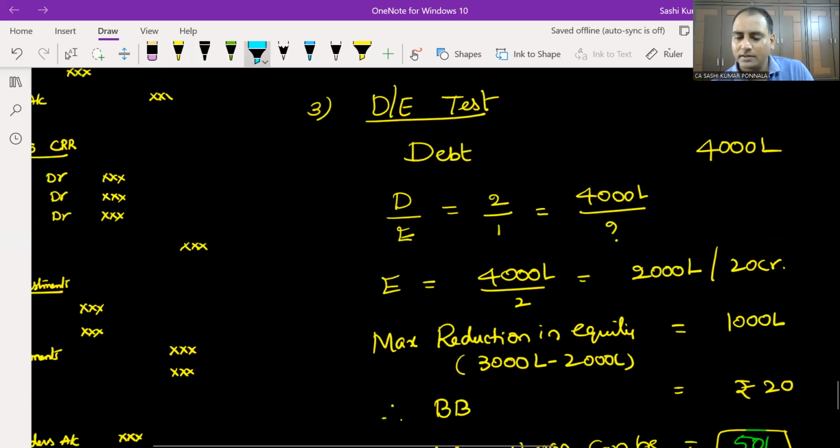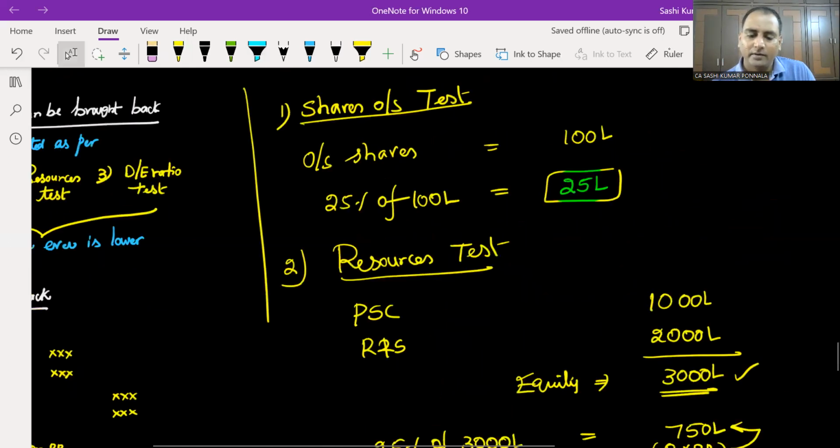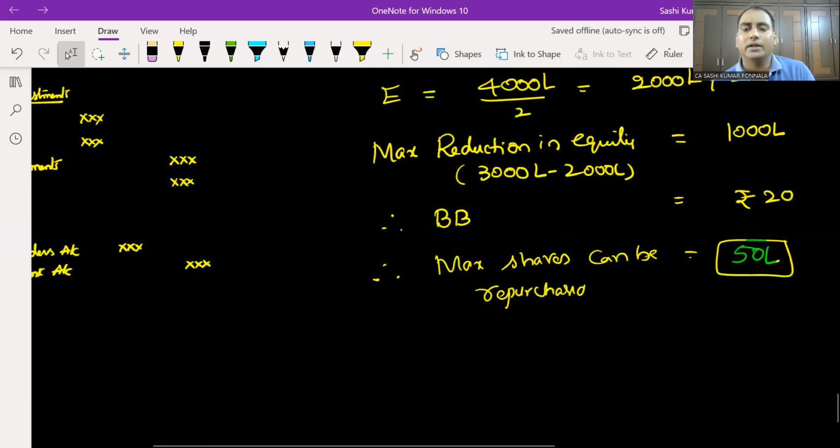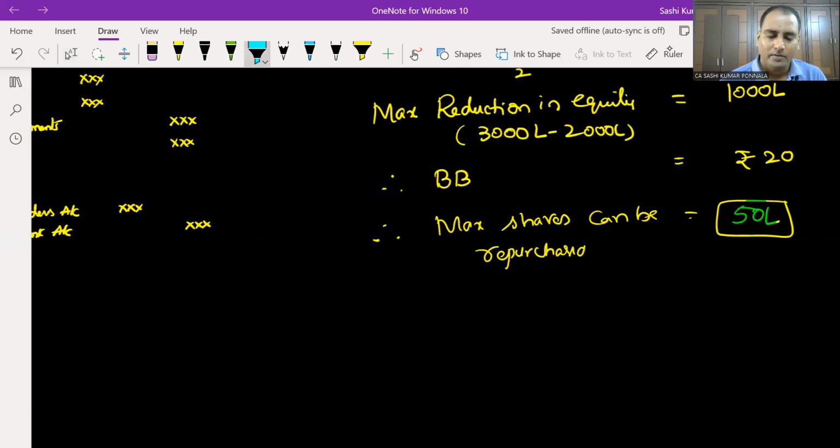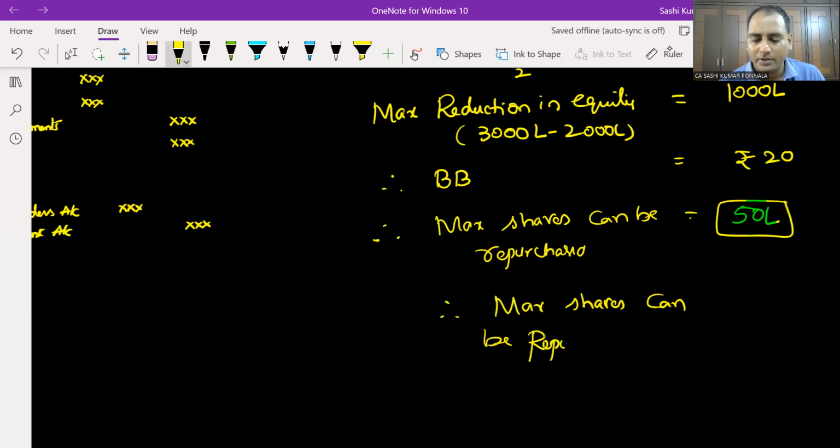So 50 lakhs, 37.5 lakhs, 25 lakhs. Whichever is lower? 25 lakhs. Therefore, the maximum shares that can be repurchased as per the Companies Act, as per section 68 of the Companies Act, is equal to 25 lakhs.